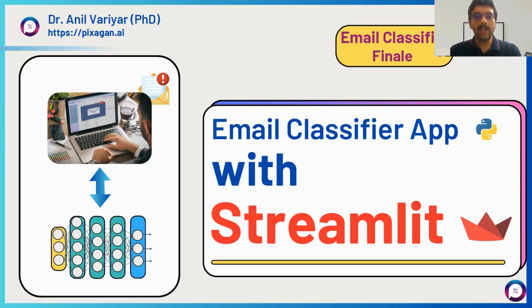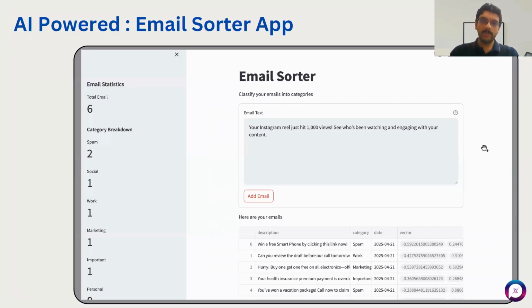Hey everyone. Welcome to this final video in this email classifier series, where we're going to build a simple web app using Streamlit in Python. And why are we building that app? This is what it's going to look like. It's going to be an email sorter, where you can enter your email and see the app classify it into the different categories. And you also have a sidebar that tells you what the different kinds of emails are.